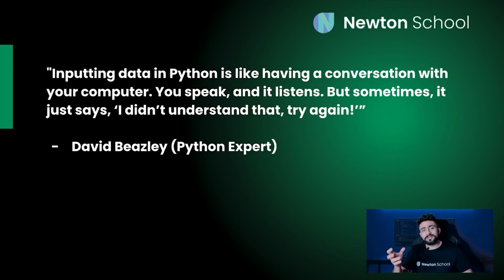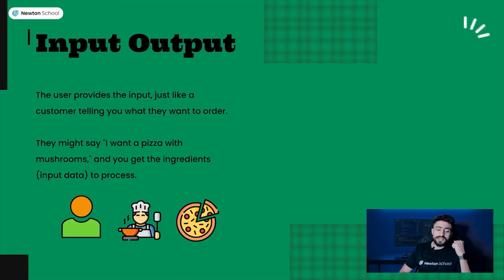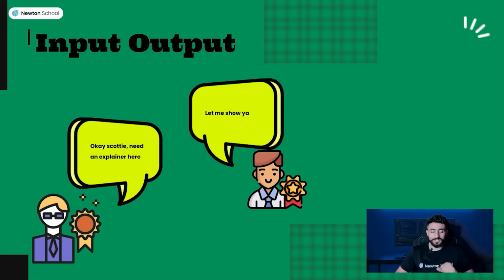So you speak to it, and it listens, but sometimes it just says, I don't understand. For example, let's say the calculator is asking you for two numbers, but you give some strings. The calculator code will error out, right? Makes sense, right? So the user provides the input just like a customer telling you what they want to order.